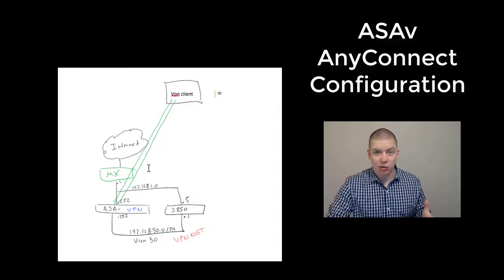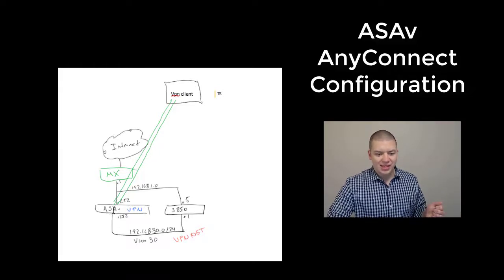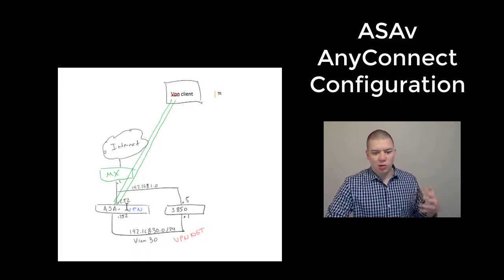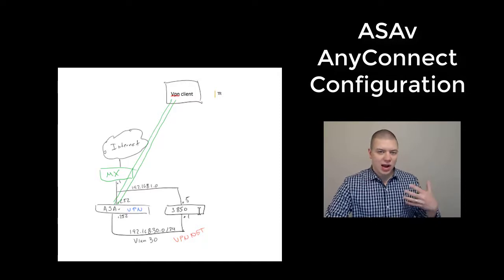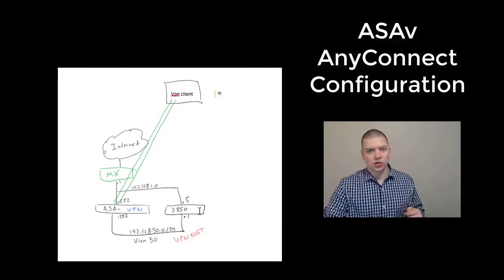We have an MX that will be our perimeter firewall, the ASAv that's sitting inside our network, kind of like in a DMZ, and then we have a 3850 as a core switch in our environment.